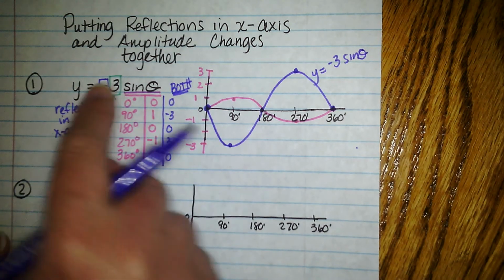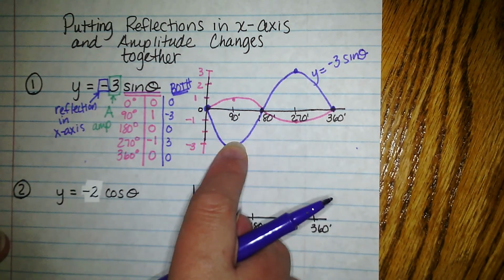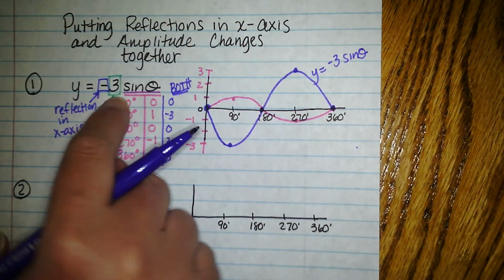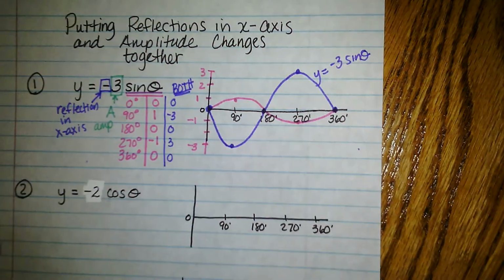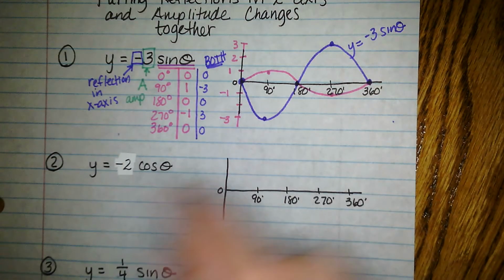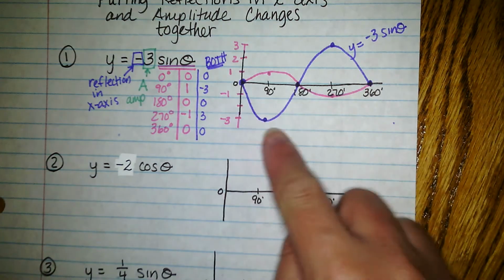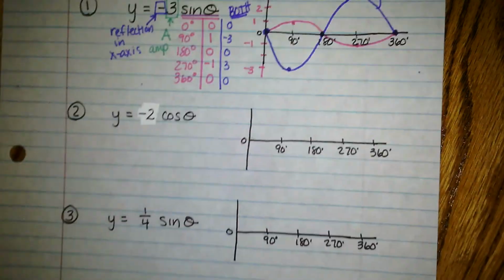So reflection means I got to start and go down first, and my amplitude change of 3 means it's going to stretch 3 times the size instead of just a regular 1 time. It'll be 3 times the size, but moving in the opposite direction.